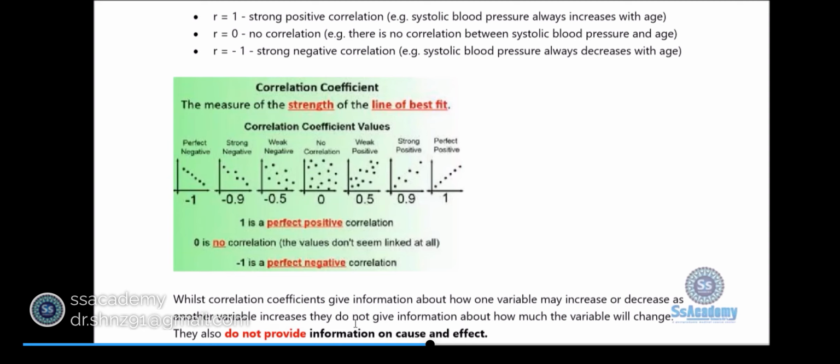Whilst correlation coefficients give information about how one variable may increase or decrease as another variable increases, they do not give information about how much the variable will change. They also do not provide information on cause and effect. So correlation only shows the associations. Here is a strongly positive one. It does mean the systolic blood pressure always increases with age, or systolic blood pressure decreases with age. So that is a perfect negative.